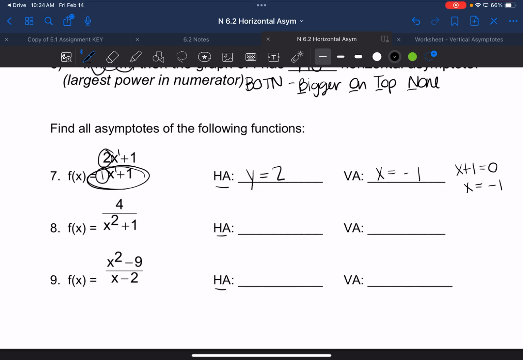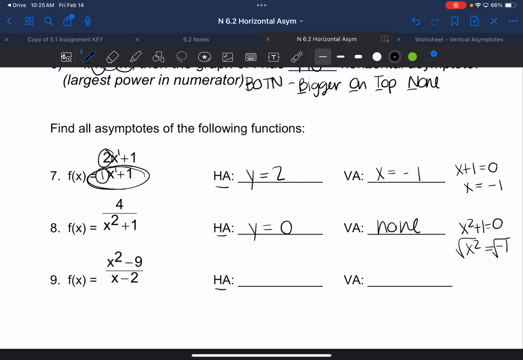Okay? All right, for number 8, bigger on top, bigger on bottom. Bigger on bottom, so what does that mean? 0. Okay? And then if we try and solve the bottom down here, take that bottom, set it equal to 0. I'd subtract 1, right? Okay, so I'd have x squared equals negative 1. Then what would I have to do? Take a square root, right? Can I take the square root of a negative number? So that means we won't have any vertical asymptotes.